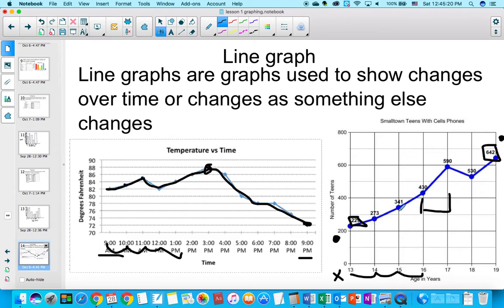And companies can use this to create their marketing, right? They want to market towards those 16, 17-year-olds, or maybe they want to market towards those 13-year-olds because so few of them have cell phones. And so you can use this data, you can use the information, you can use the graph to make predictions, make inferences, and make conclusions.